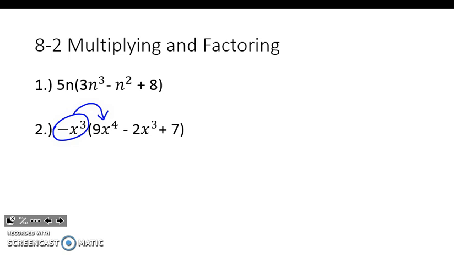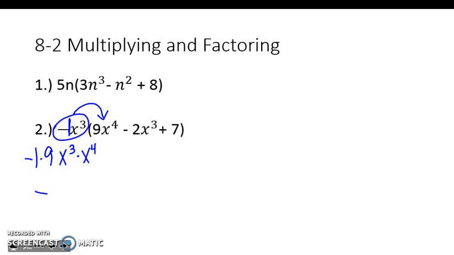Sorry about that. So we're going to take negative x cubed times 9x to the 4th. So guys, I'm going to go ahead and put a negative 1 in here so that I remember to multiply all my whole numbers by a negative 1. So I'm going to take negative 1 times 9 and x cubed times x to the 4th. So I get negative 9 for my whole numbers and x to the 7th for my x's.